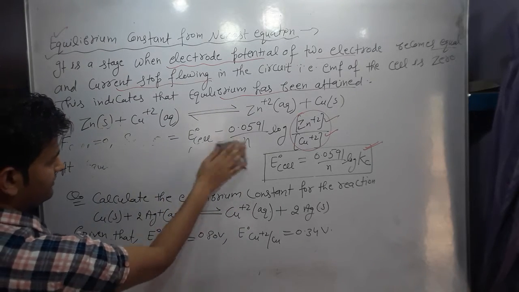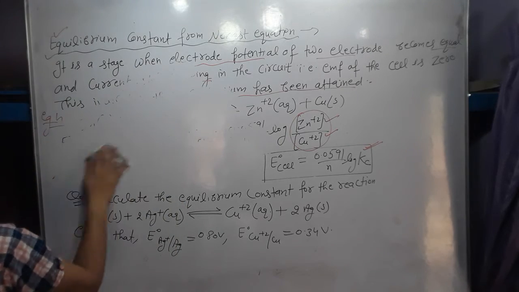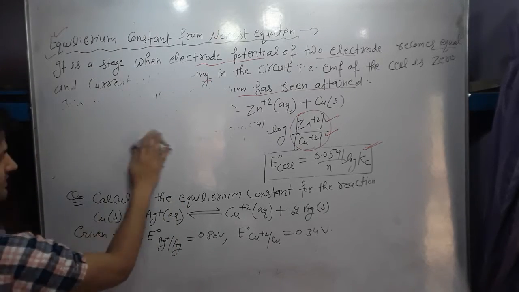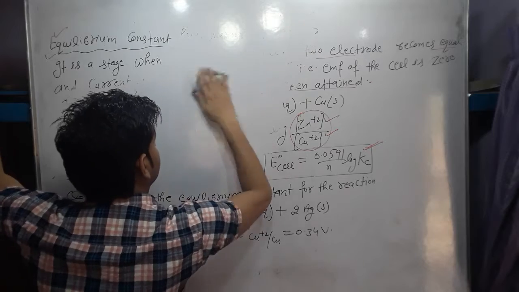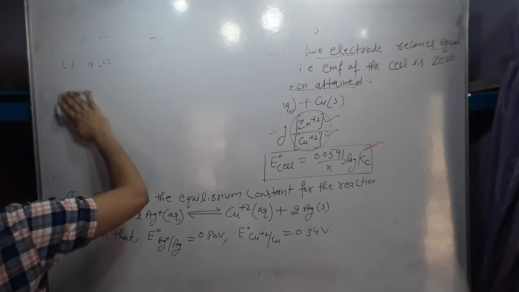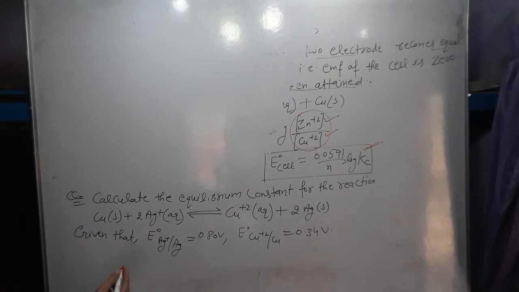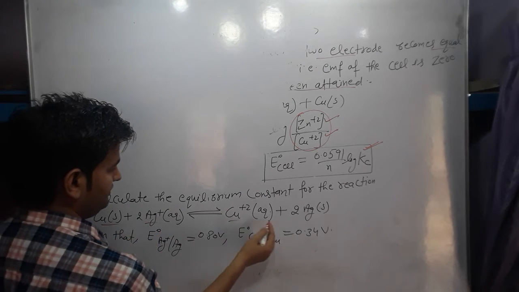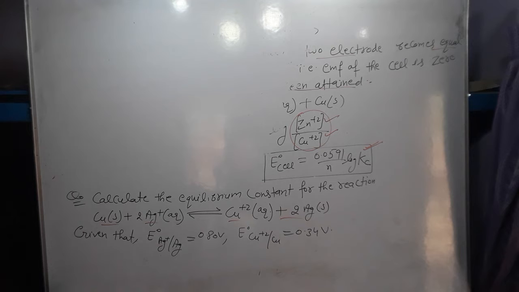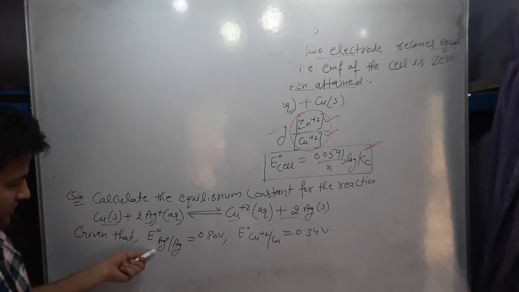Let's try one question based on this. Calculate the equilibrium constant for the reaction. We have been given a reaction of copper plus silver ion giving the products, the same reaction given here, along with the given E naught values.